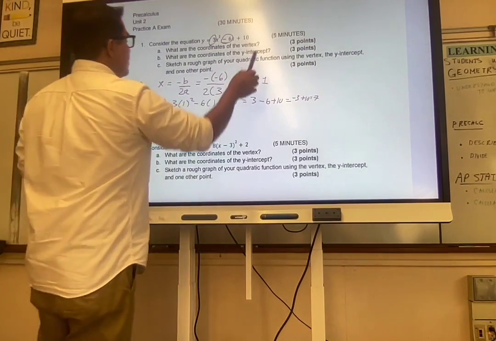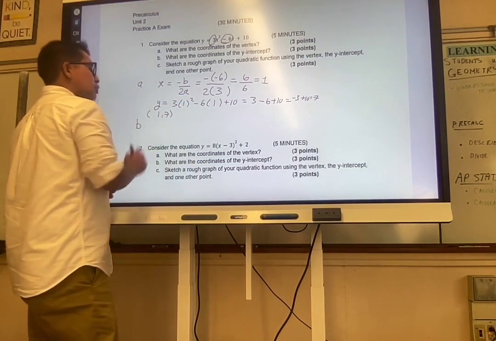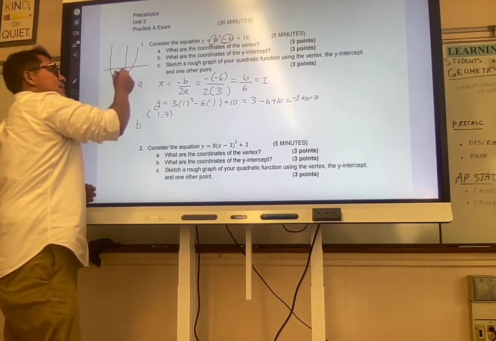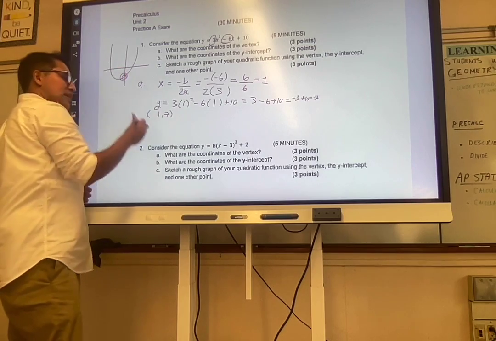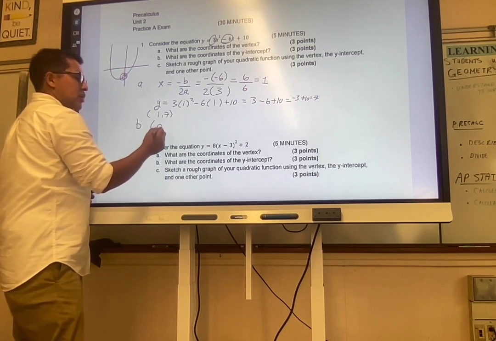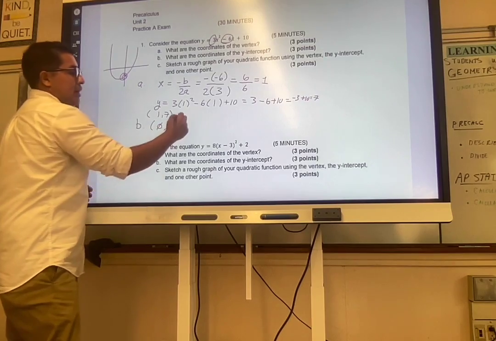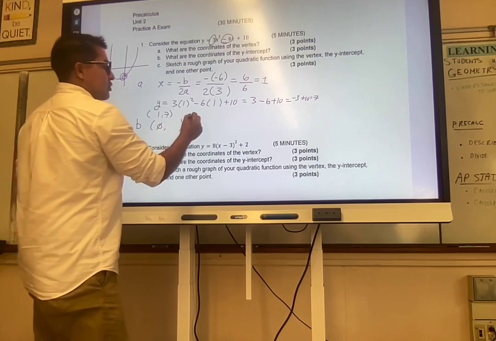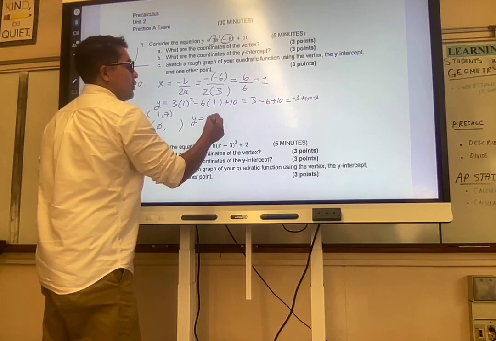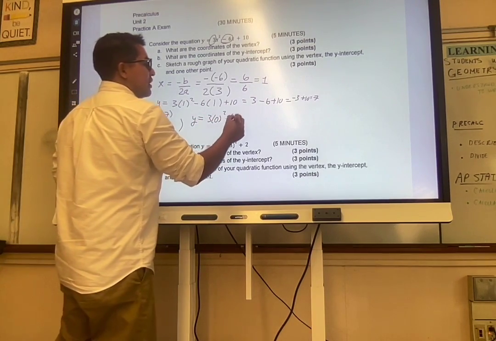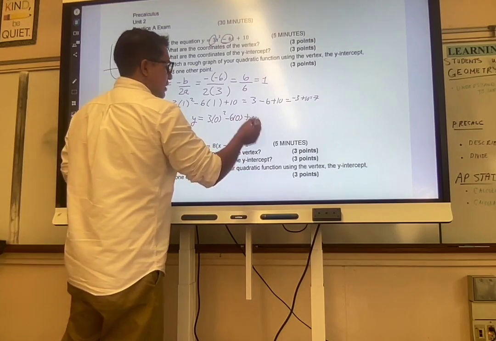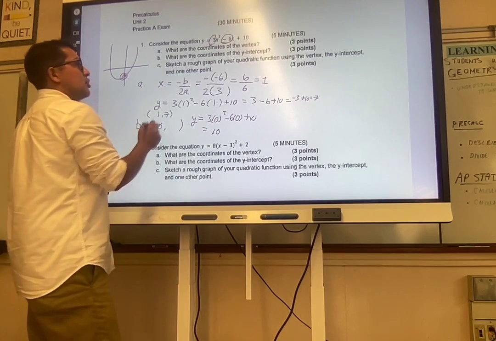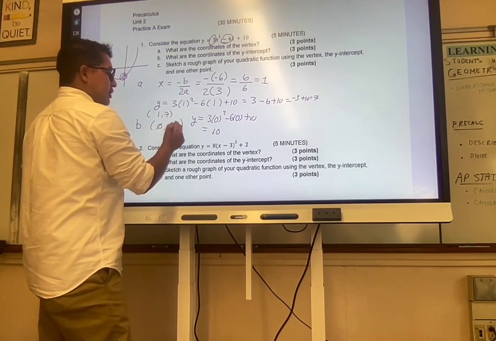All right, for part B, what are the coordinates of the y-intercept? We remember that a y-intercept is the part of the graph that touches the y-axis. So the thing that's always true about that is that we have an x-coordinate of 0 anytime we're talking about a y-intercept. So we're going to take that 0 and plug it into the equation to get the y-coordinate. So we would create this: y equals 3 times 0 squared minus 6 times 0 plus 10. And that's obviously going to give us 10 because all the zeros would cancel each other out. So the coordinates to the y-intercept are 0, 10.